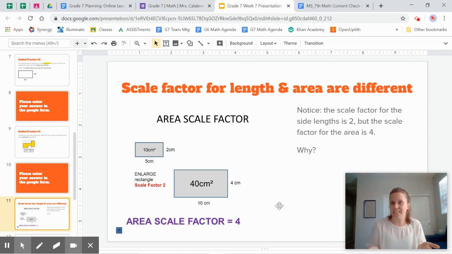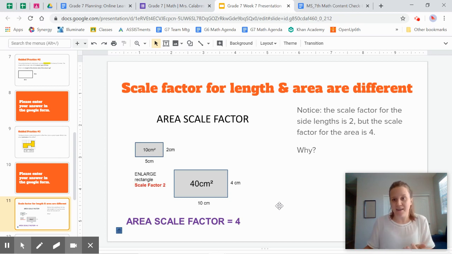We spent a few lessons in the regular school year talking about why this is true. Really, it comes down to both side lengths were increased by a factor of 2, and so that changes my area by a factor of 2 squared, or 4. If I have every side length increased by a factor of 3, that increases my area by a factor of 3 squared, which is 9. If I have a scale factor of 4, my area scale factor is 4 squared, or 16.